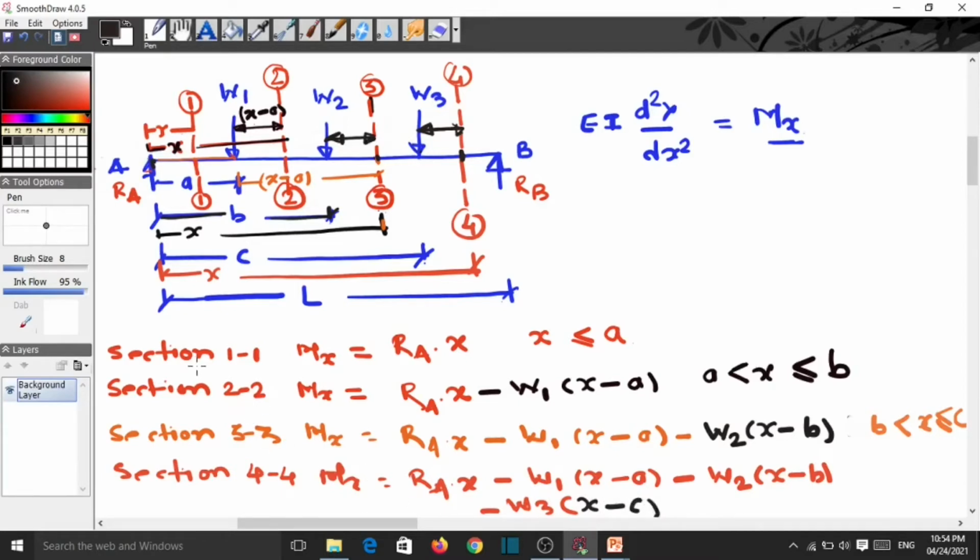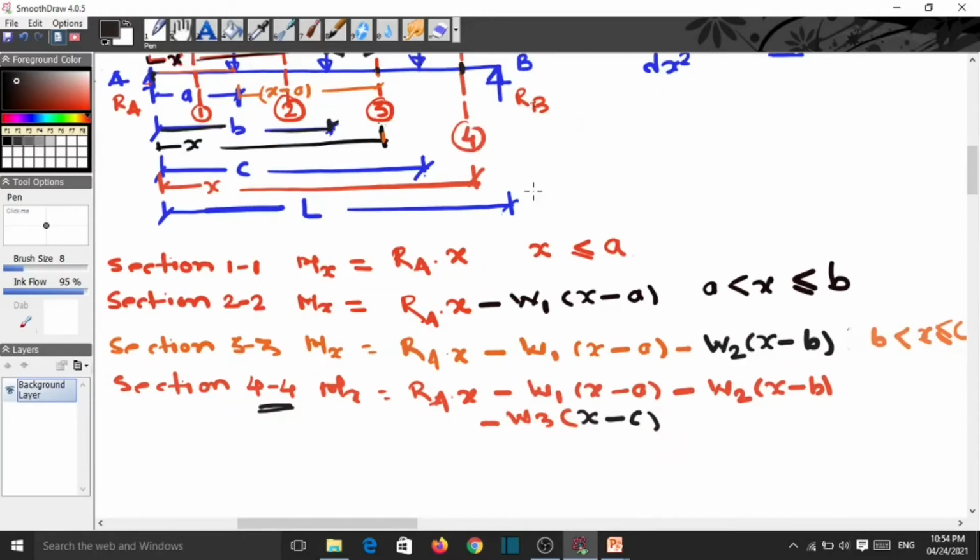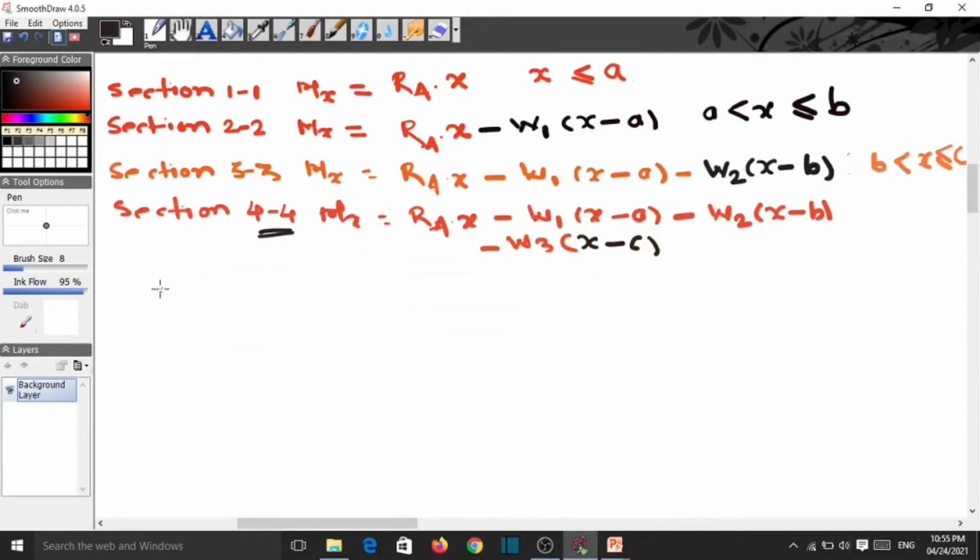So this is the bending moment equation for section 1, section 2, section 3, and this is the total section X. Section 4 is the bending moment equation throughout the beam. So now here EI d2y by dx square is equal to, now we have to make the sections. The first section is R_A into X.